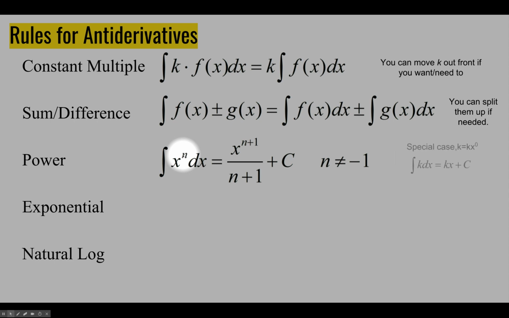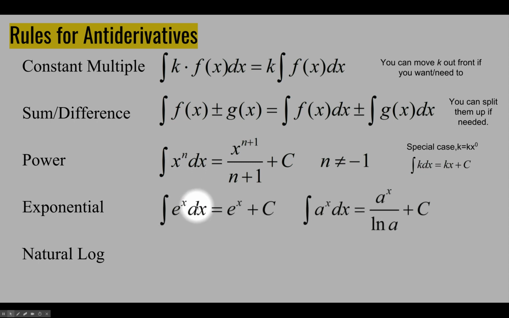For an exponential function, the integral is just itself. We saw that the derivative of e to the x was itself, and so the antiderivative of e to the x is also equal to itself. Now, this is only true when the base is e. It's a special number, remember, it's the natural base. If you have something like a raised to the power of x dx, then the integral will be equal to a to the x divided by the natural log of a.